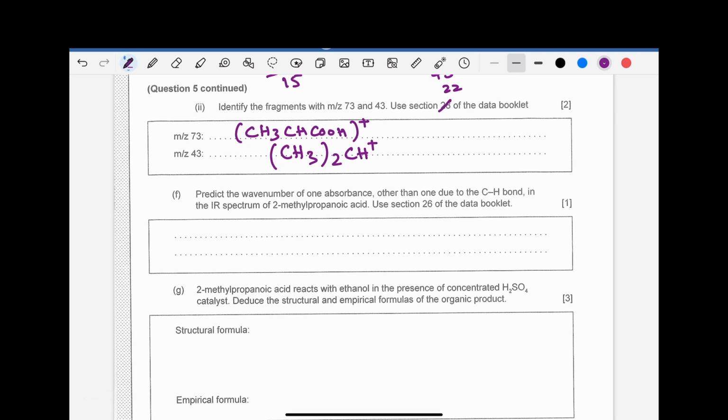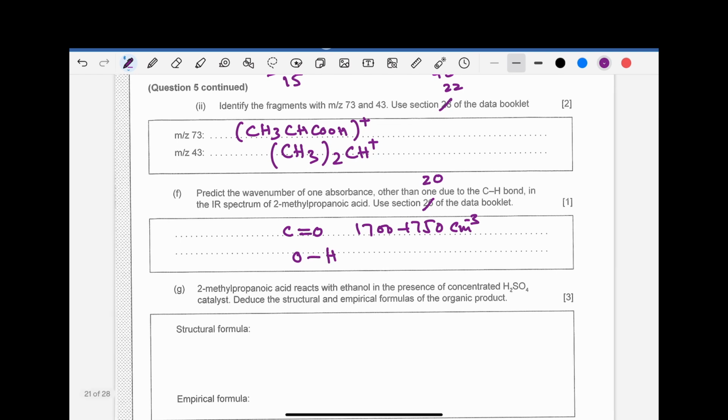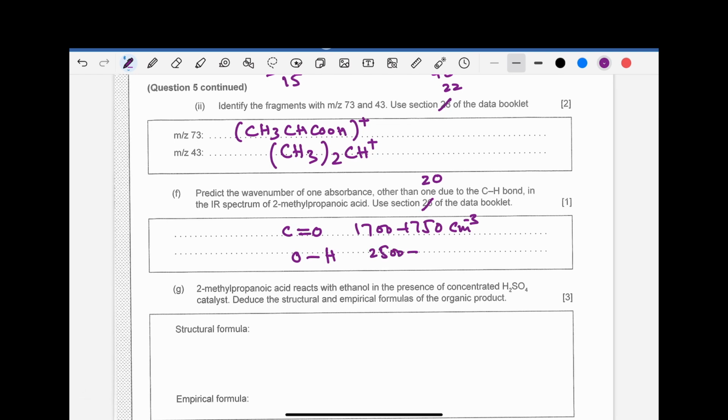Predict the wavenumber of one absorption, other than due to carbon hydrogen, in the IR spectrum of 2-methyl propanoic acid. Use section 26 of the data booklet, in the new specification it is section 20. So either we can write down the C double bond O peak, which appears around 1700 to 1750 per centimeter, or we can write the OH peak for carboxylic acid. That will appear around 2500 to 3000 per centimeter. Sorry, that should be per centimeter.